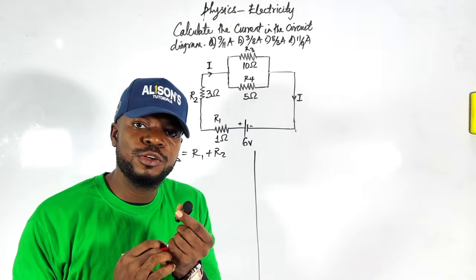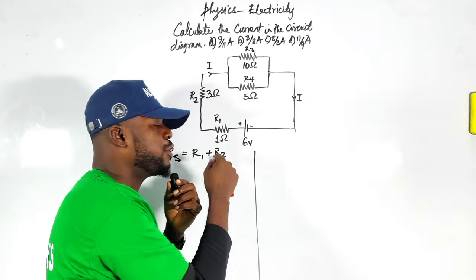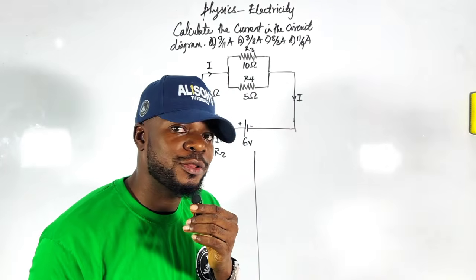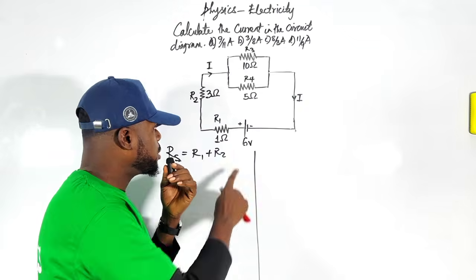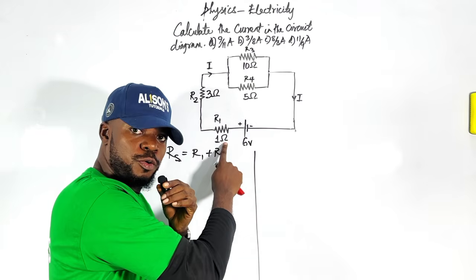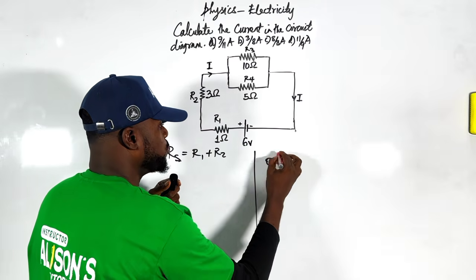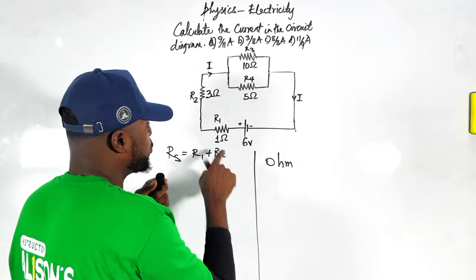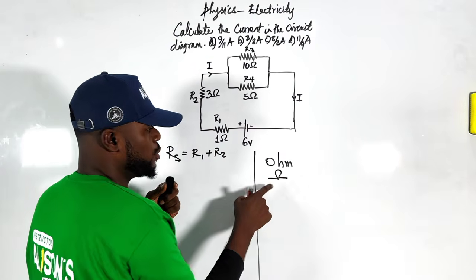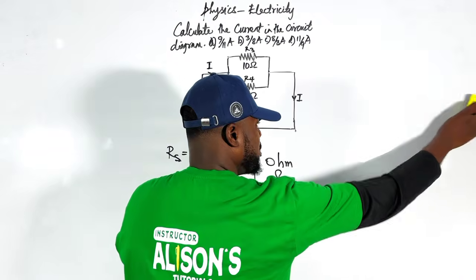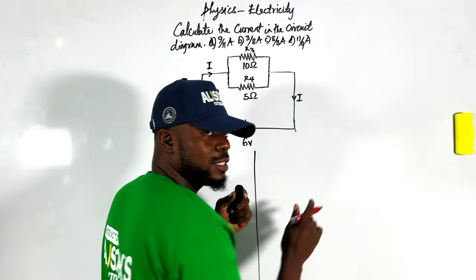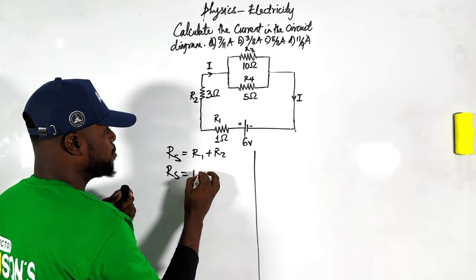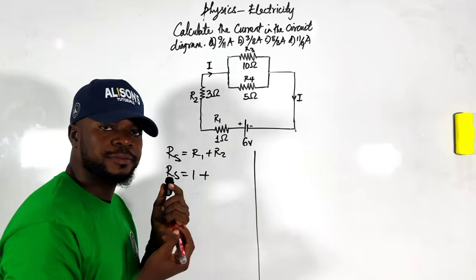What will be the value of the resistor R1? 1 ohm. This is where we attach ohms. The unit for resistance is the ohm, and this is the symbol here. So just add them. R series will be equal to 1 plus R2.